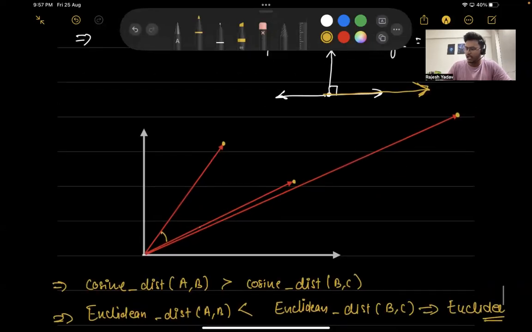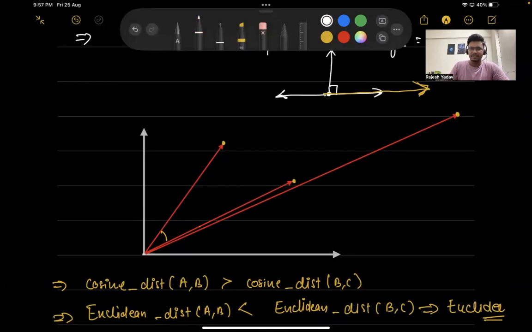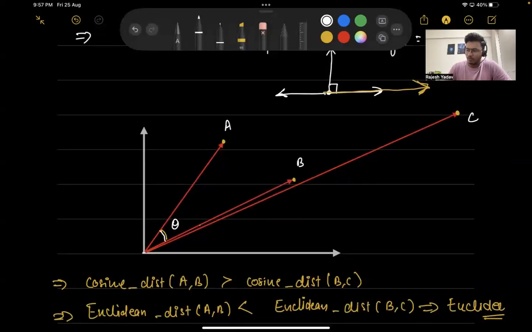Now, I'd like to take the help of this graph here to explain the Euclidean distance and the cosine distance. So, if the cosine distance between A and B represents theta, the angle between vector A and B, here you can see the cosine distance between A and B is more than B and C, right? It doesn't mean that these points are near. It just indicates this angle, right? So the cosine distance is very less between B and C.